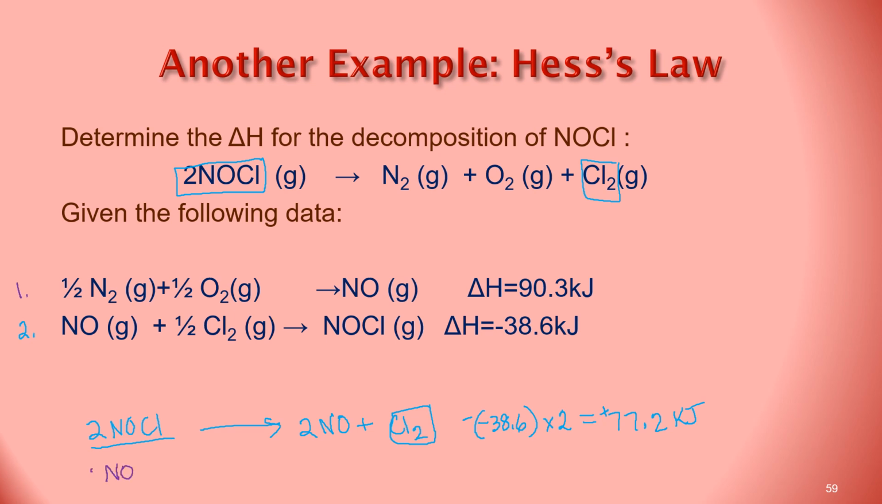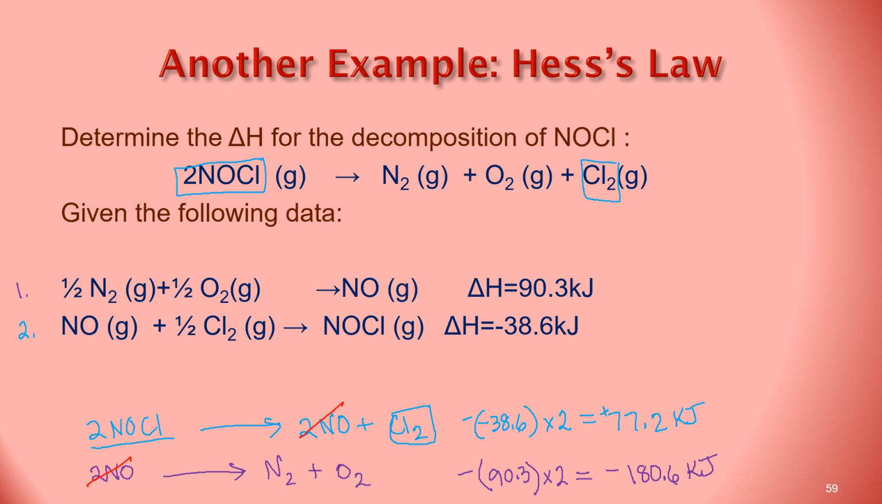So, since I doubled them, I get 2 NO gives me N2 plus O2. And of course, the gases all come along. I'm just doing this simply. And again, I change the sign. 90.3 times 2 gives me negative 180.6 kilojoules. So now we can see that if we add these two together, the NO2s cancel, and I have 2 NaCl gives me N2 plus O2 plus Cl2.